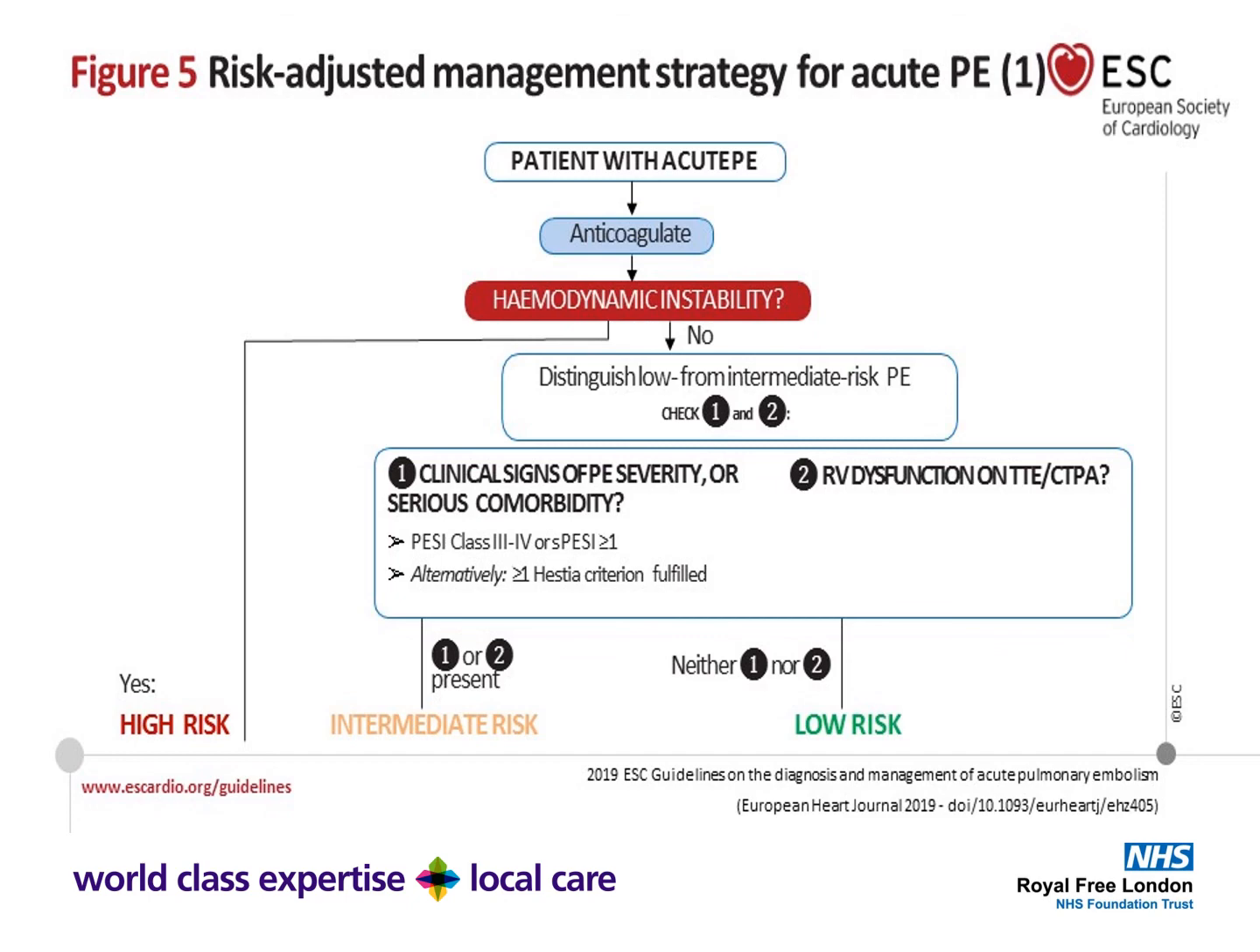If your patient has haemodynamic instability, then they are at high risk. The next thing you want to do is do your PESI score and see whether they are at intermediate or low risk. So if you have an elevated PESI score, or Hestia criteria, which you can look up in a textbook, or right ventricular dysfunction, and they have one or two present, then they are intermediate risk. If they have neither an elevated PESI score nor right ventricular dysfunction, then they are at low risk.